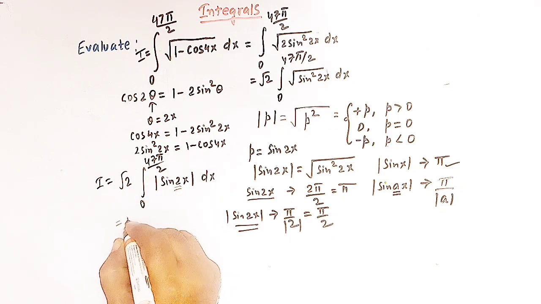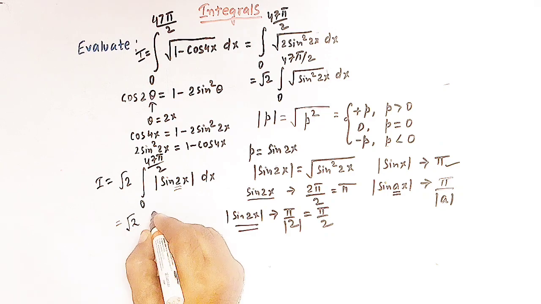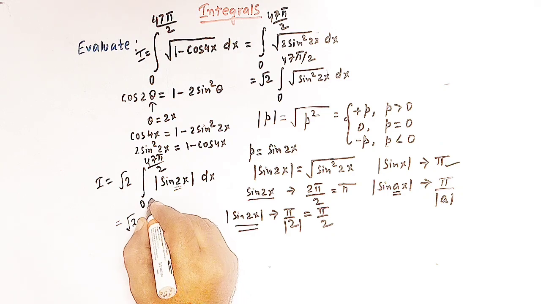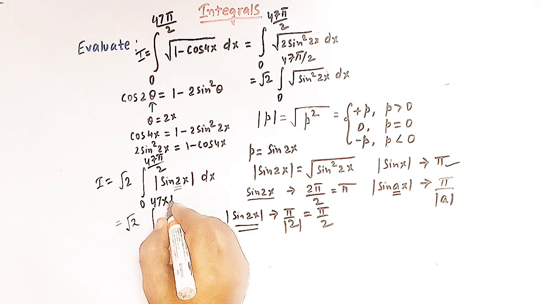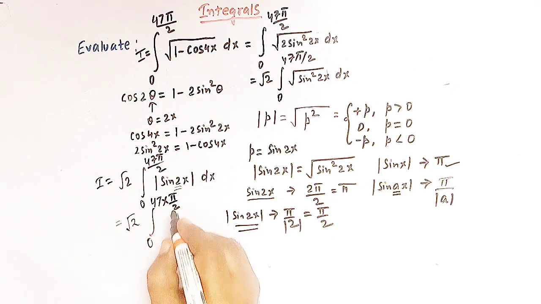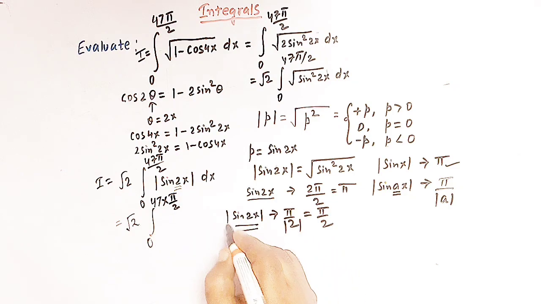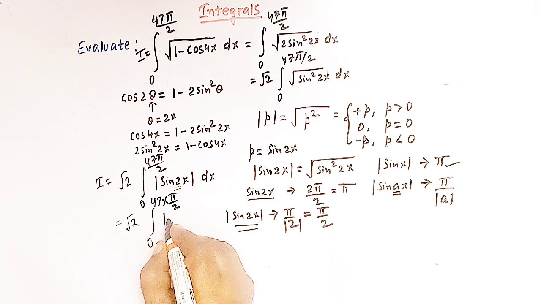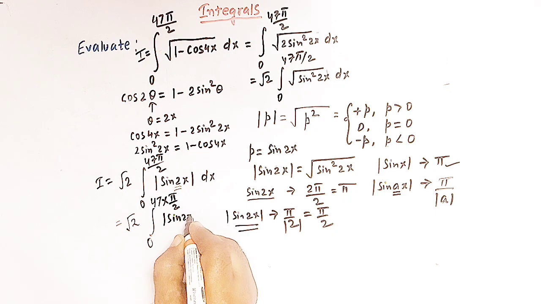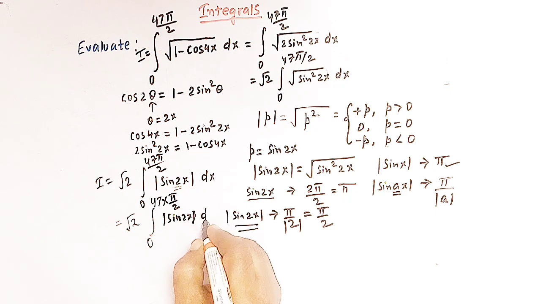So we can also write this integral as square root of 2, then from 0 to 47 times pi over 2. Pi over 2 is the period of mod sine 2x, and here we have mod of sine 2x dx.